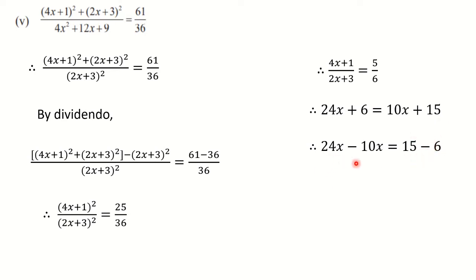So 24 minus 10, you know the answer, it is 14x. Similarly here 15 minus 6 is 9. So from this we can get the value of x as 9 upon 14. Okay. This is how you are going to solve the sum.